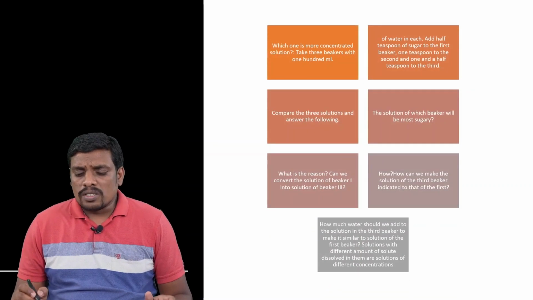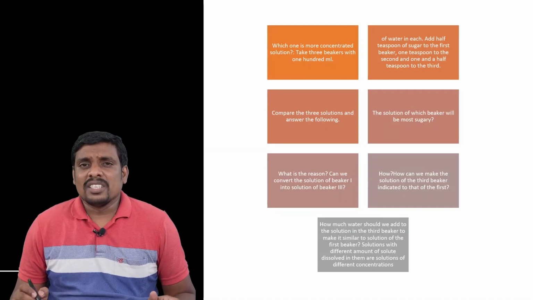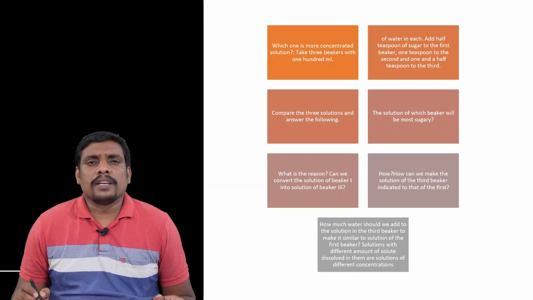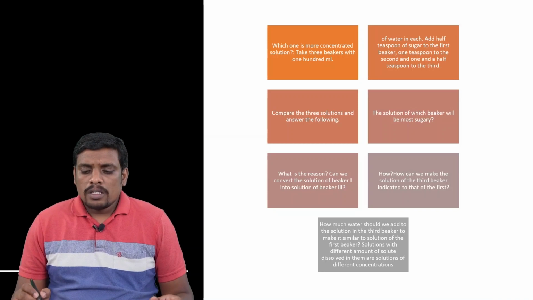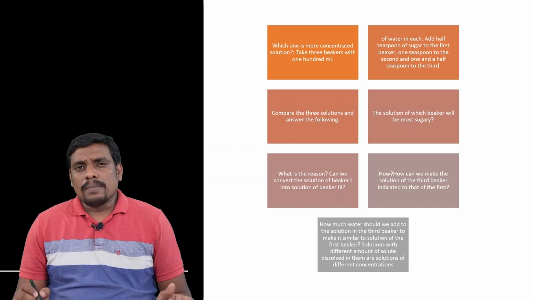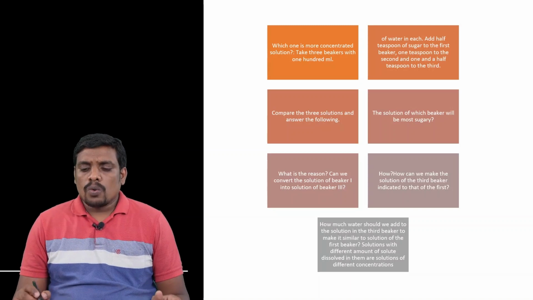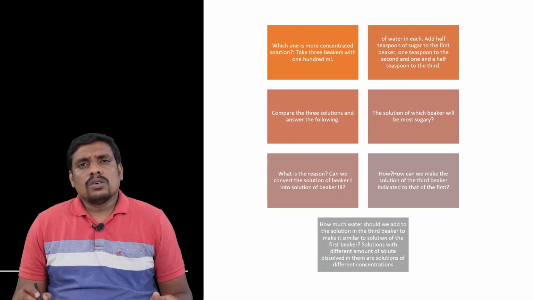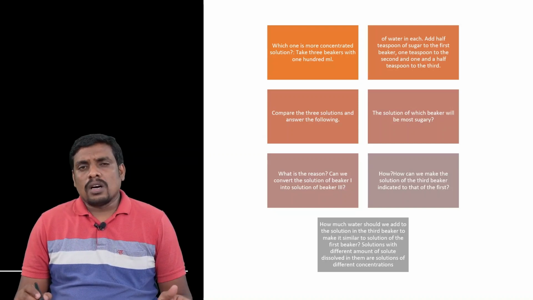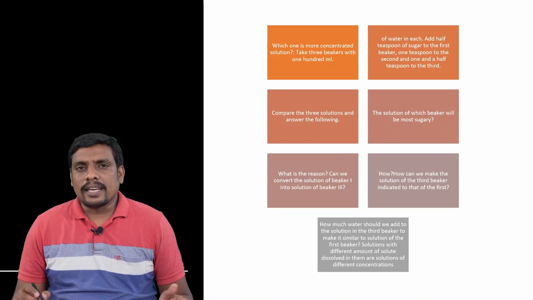Which one is the more concentrated solution? Suppose you want to find out the concentration variation between three different solutions which can pass through the plasma membrane or cell membrane, let us find out. Take three different beakers with 100 ml quantity. Compare three solutions and answer the following questions. In one beaker we can take the salt solution, in another beaker the sugar solution, and in another beaker another liquid.